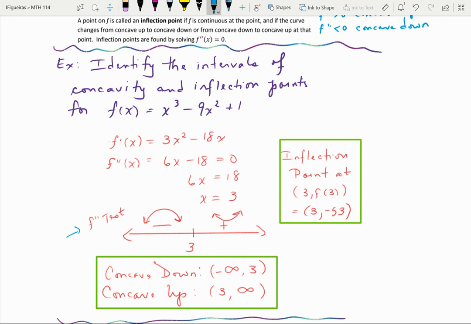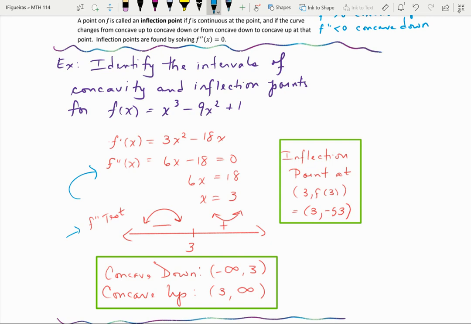So you take a number less than 3, and again, choose anything you want. There's no restrictions on domain. This is a polynomial function. You plug it into your second derivative. So suppose I pick 2. Plug that in, I get a negative result. And a negative result means that the function is concave down from negative infinity to 3.